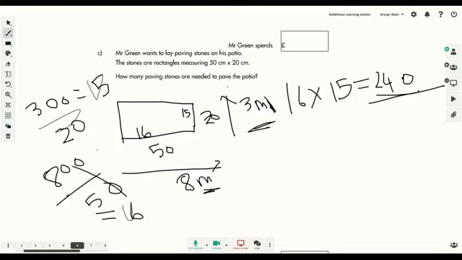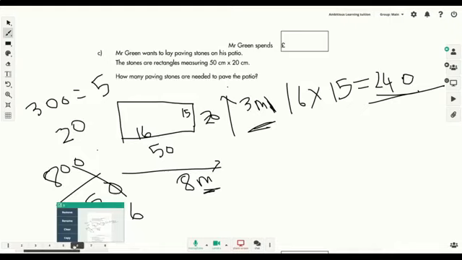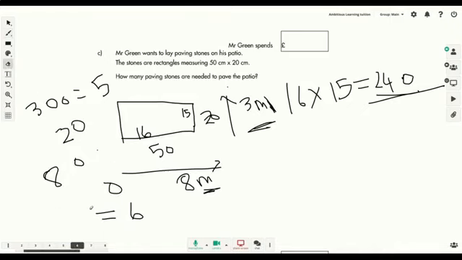And to make them centimeters, we need to multiply by 100. Remember that. And then 50 is already given in centimeters, but 8 is given in meters. So try doing this for us. So this is number C in this. I hope you got it.